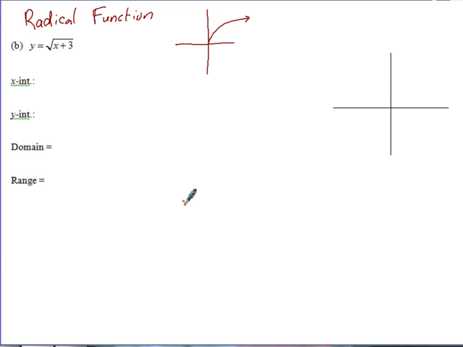Now let's take a better look at this one. So, how do you find an x-intercept again? You set y to 0. So, I'm going to take my equation. The square root of x plus 3 equals 0. Do me a favor and solve for x.